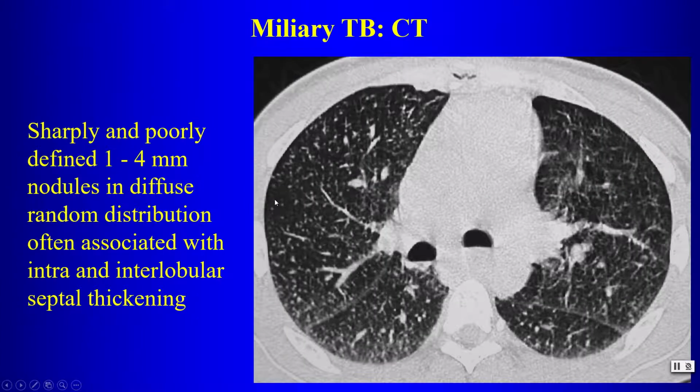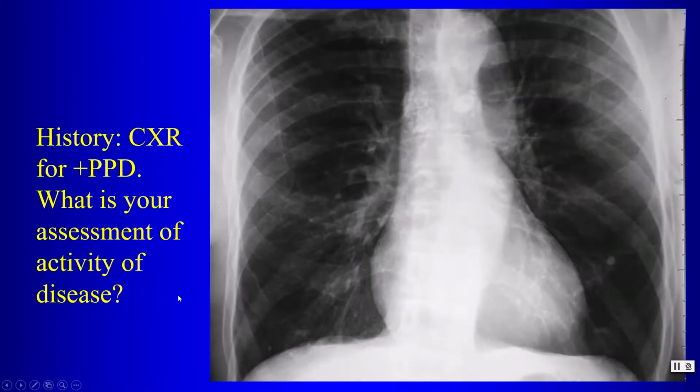This gives you a random distribution of nodules because it is hematogenous dissemination, and that is the distribution of nodules that we will see on CT with miliary tuberculosis.